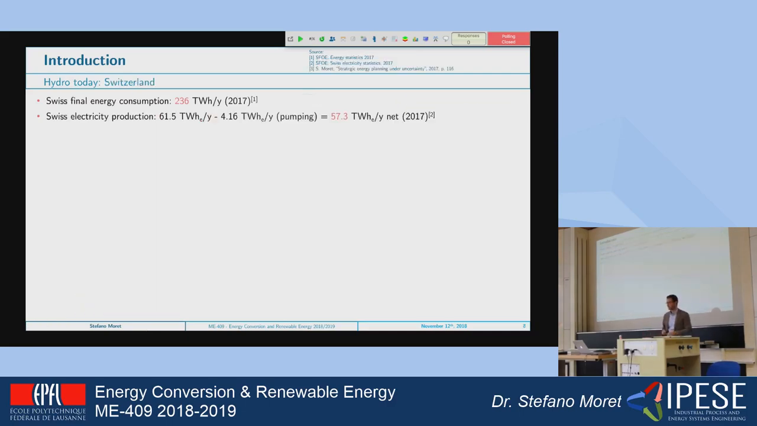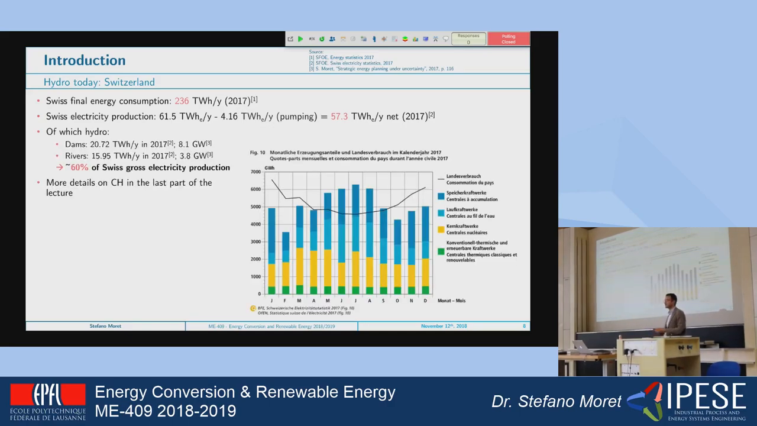If we look at Switzerland, we said we don't have almost any wind in Switzerland, but we have a lot of hydro. If you look at the entire Swiss electricity production, the net production is around 57 terawatt hours a year. As you remember, total energy consumption is 236, so about one-fourth of the energy is electricity, and around 60% of the Swiss gross electricity production is coming from hydro. It's mostly half and half between dams and run-of-river installations. I'll discuss more about Switzerland in the end.